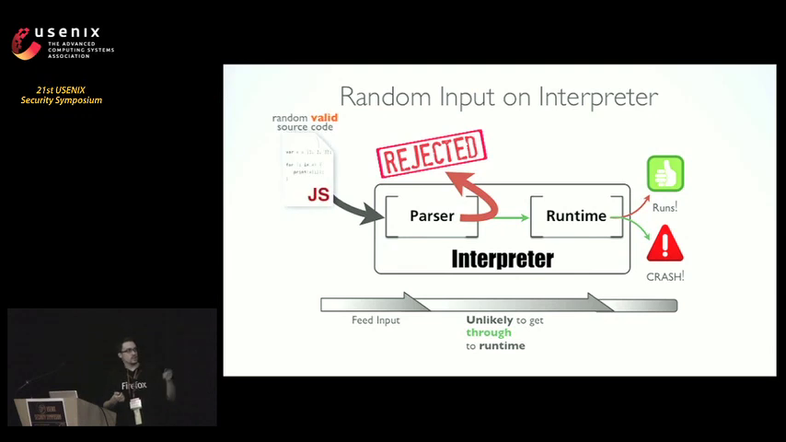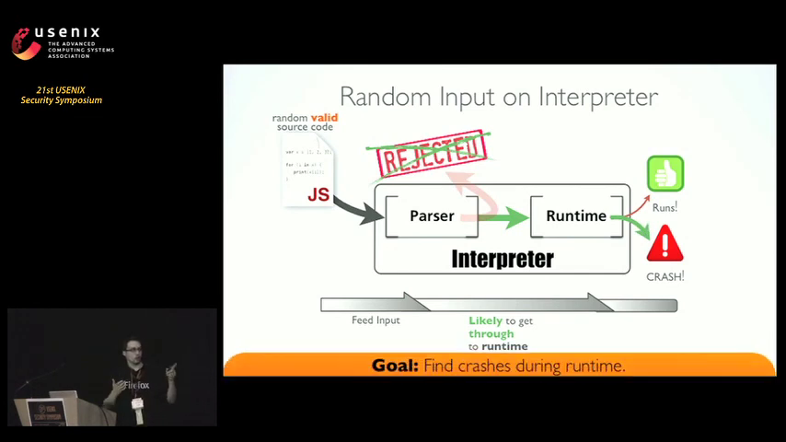Now, what you would actually need is to generate random valid source code as the input for the parser. And if you would do that, then you would not be rejected anymore at the parser stage, at least if you're always following exactly the syntactic rules. That means it would be more likely to get you to the runtime. And then, of course, it's also more likely that you'll find crashes in the runtime. And our goal is to find crashes in the runtime.